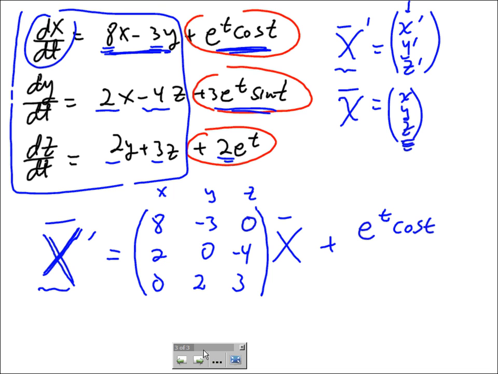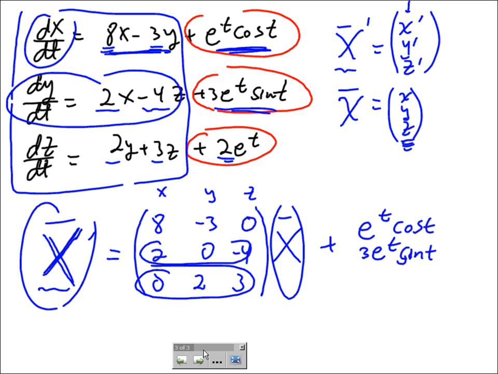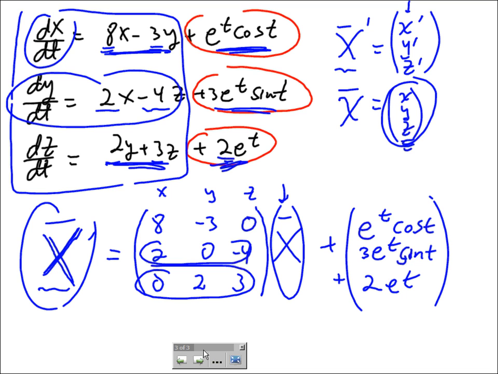And dy dt, which will be this times xyz. That is, you'll have this, plus 3e to the t sine t. And dz dt will be this row times that column being xyz. And it's going to give you this. But let's not forget to add on 2e to the t. And there it is.